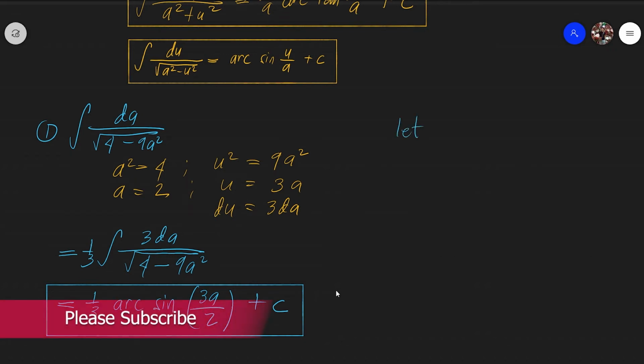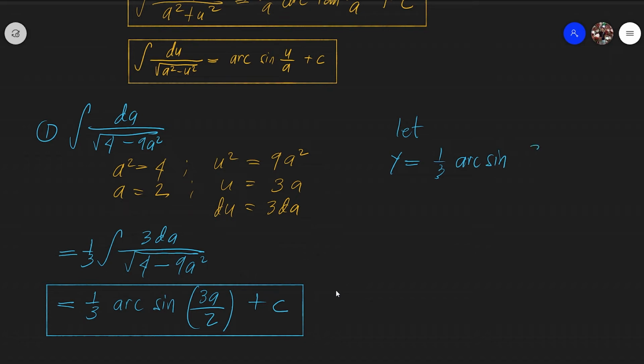Let our y be equal to 1/3 arcsine 3a over 2, plus c. So we will differentiate. So we will have dy, this is equal to the differential of 1/3 arcsine 3a over 2. I will not include the c because the differential of c is just 0.